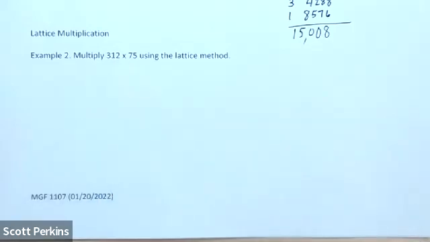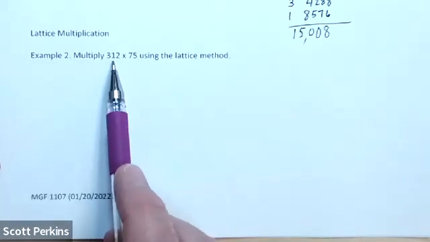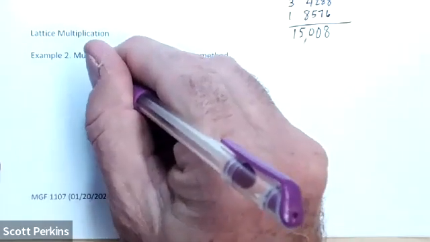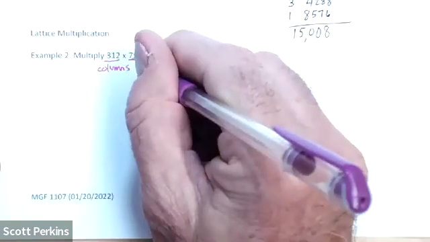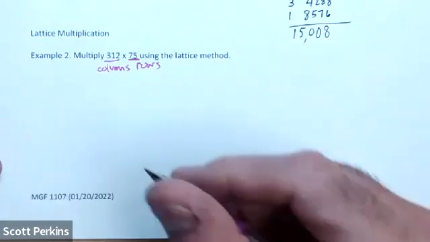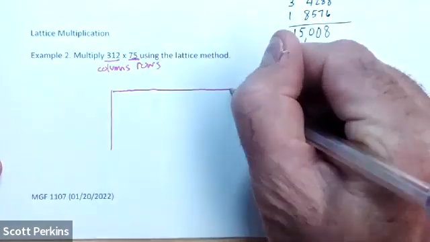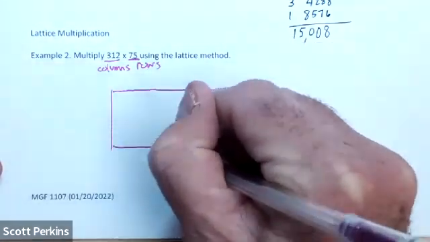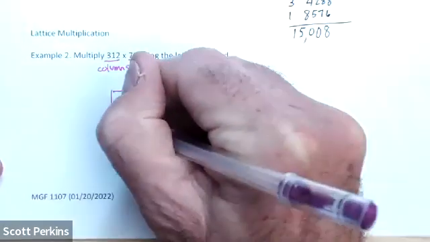So I'm going to create a rectangle, and that rectangle is going to have the same number of columns as this number, and then the same number of rows as that number. So I'm going to have 3 columns and 2 rows in my rectangle. So it's going to look like this. So here's my rectangle. Here's my 3 columns. And then here's my 2 rows.